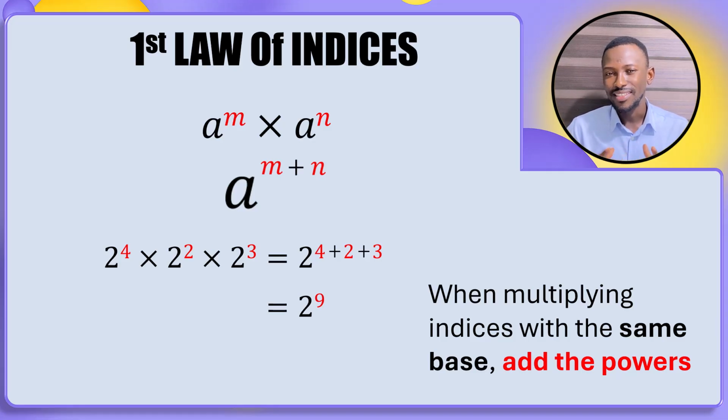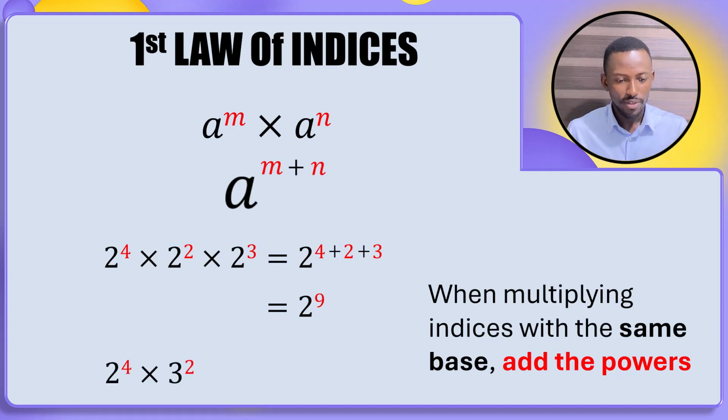So this is what the first law of indices is referring to. Now look at the definition. When multiplying indices with the same base, that's the first law, add the powers. So one thing you should always check is that the bases should be the same.